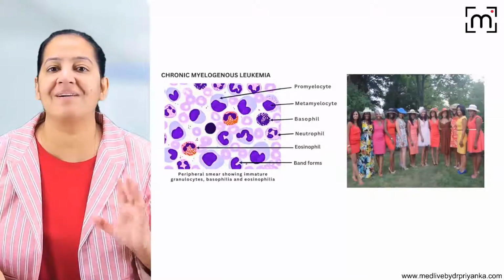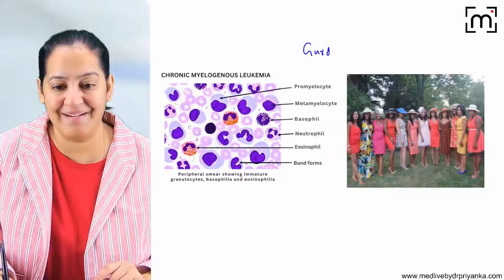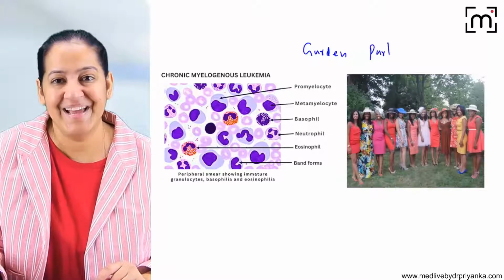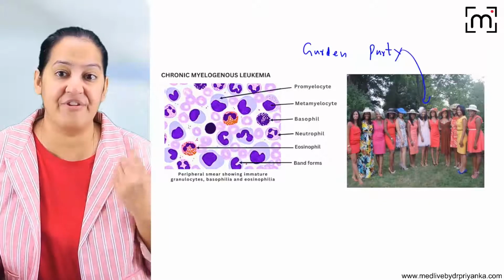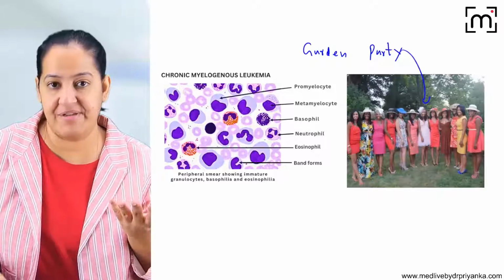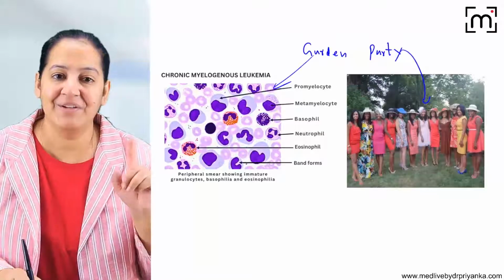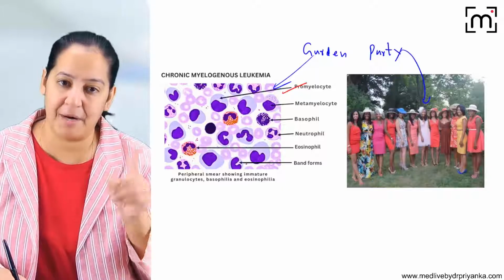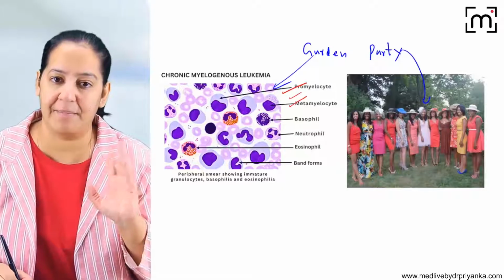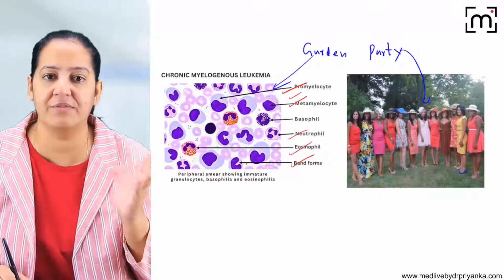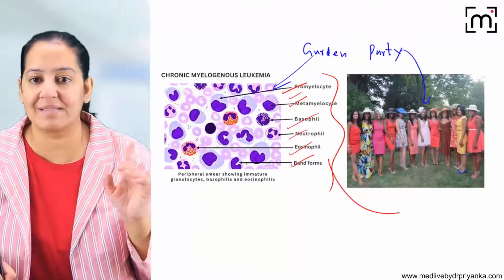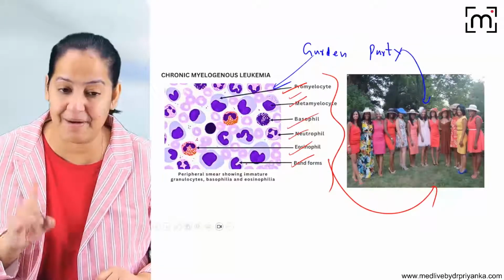This is typically known as the garden party appearance. What do you mean by garden party appearance? In a garden party, everyone is in a different dress. Everyone is in a beautiful different dress. So here also you can see many types of cells. Every cell is unique. Some cells are promyelocytes, some are myelocytes, some are metamyelocytes, some are band forms, some are neutrophils, some are eosinophils, some are basophils. So multiple cells like a garden party. So remember, typical garden party.